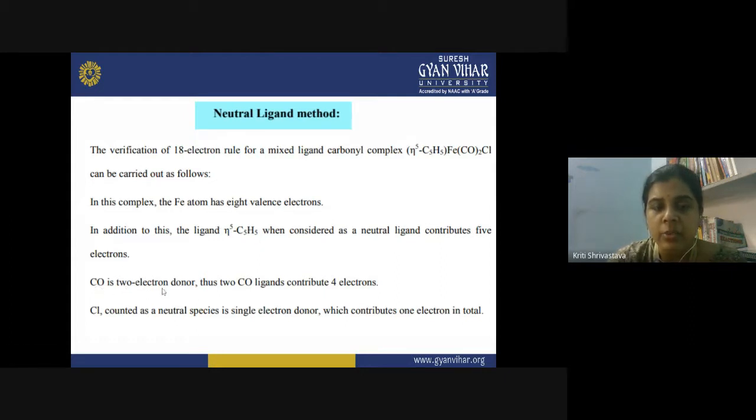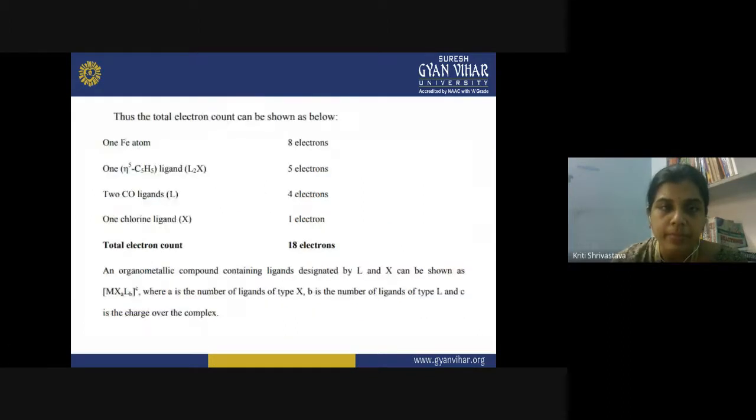Then carbonyl is a 2 electron donor. So 2 carbonyls are donating 4 electrons in total. And the chloride, you count it as an X type of ligand, right? So only 1 electron is coming from this ligand. So this is the count: one iron atom with 8 electrons, one cyclopentadienyl 5 electrons, then two carbonyl ligands 4 electrons and one chlorine ligand donating 1 electron only. So when you add all these values, it comes to 18 electrons, right?